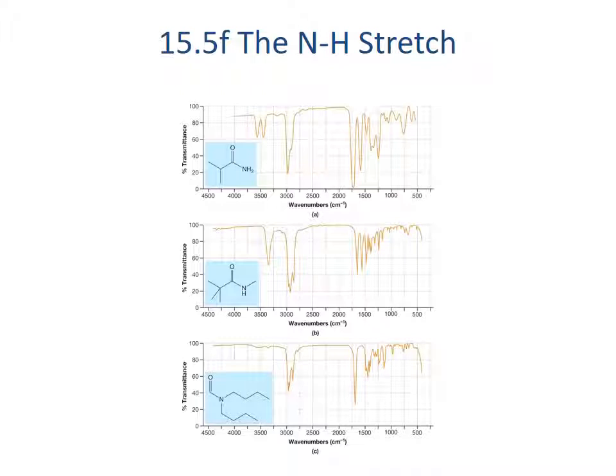Amines and amides can be primary, secondary, or tertiary, which means that they can have 2, 1, or 0 hydrogens. In the spectrum shown on top, the two leftmost peaks are the NH stretches. In the middle spectrum, the leftmost peak is NH. The bottom spectrum doesn't show any NH stretch because there's no hydrogen on the nitrogen.